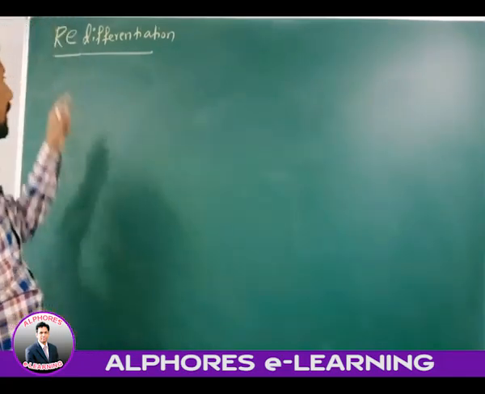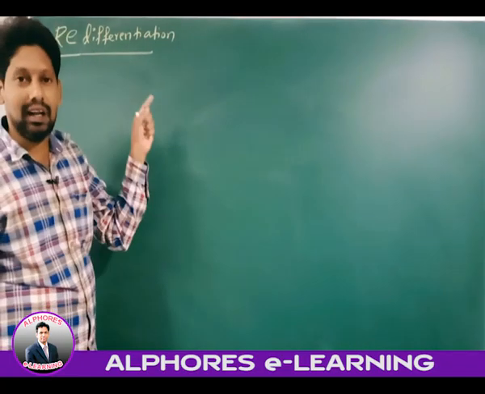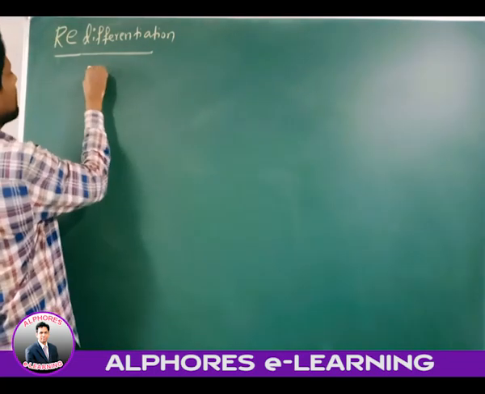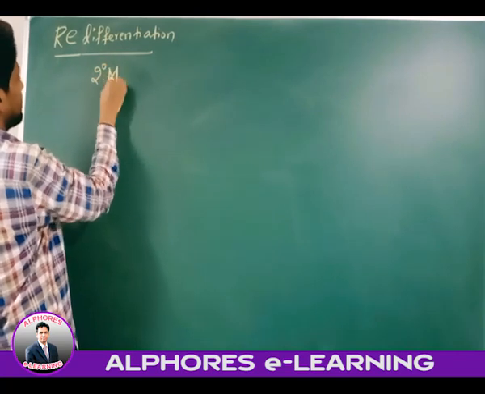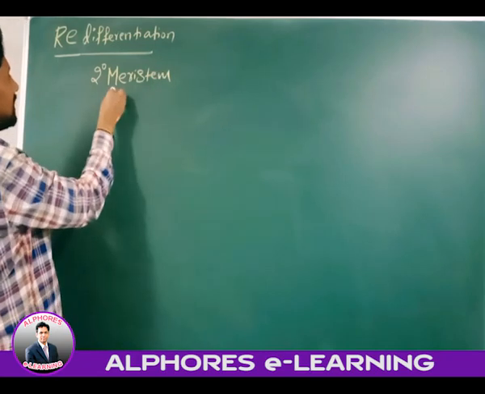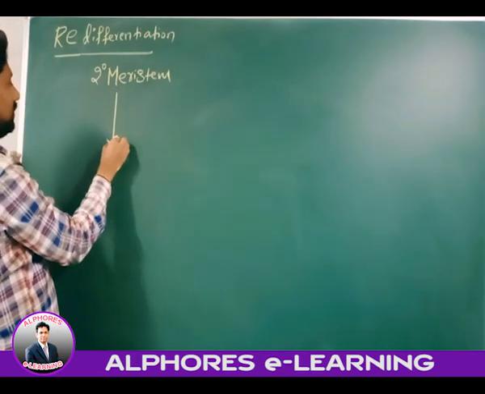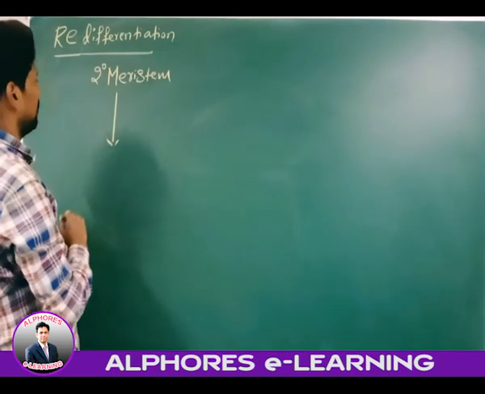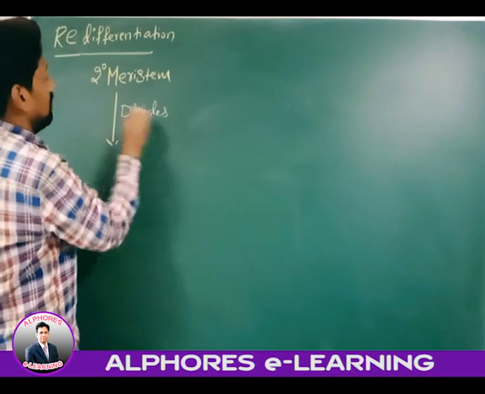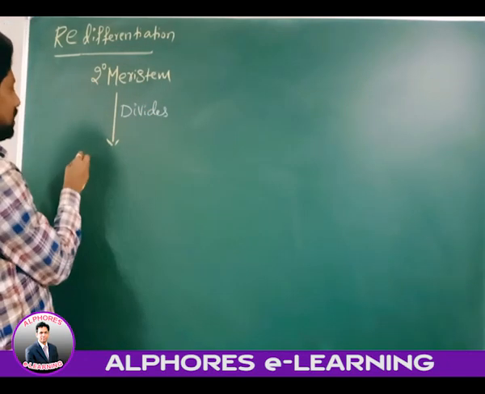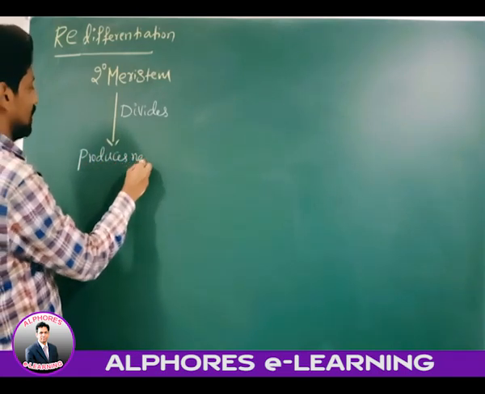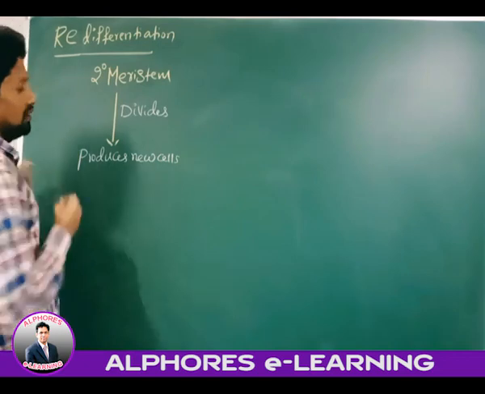Right? Now go for redifferentiation. Okay. Now listen here. Sir, secondary meristem. Secondary meristem means can divide. Meristem, no, can divide, divides. Sir, when this meristem divides, what does it do? Produces new cells. Is this statement okay?